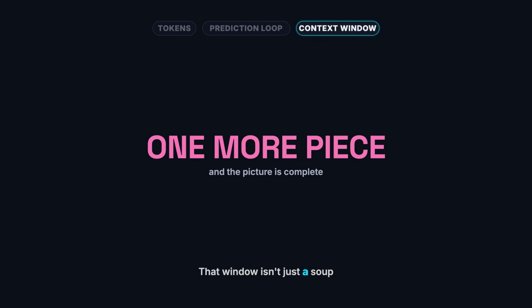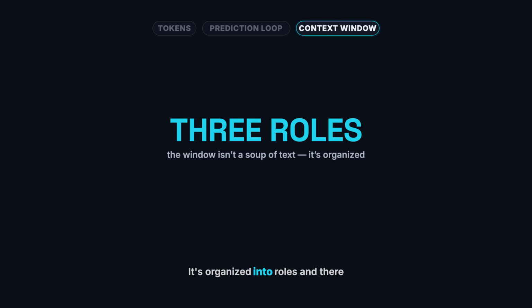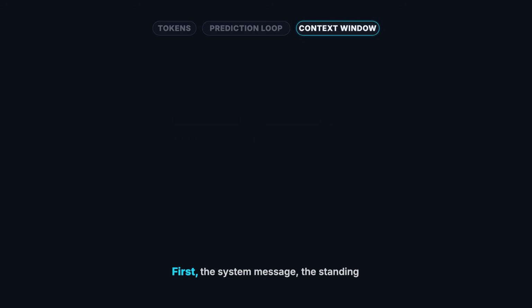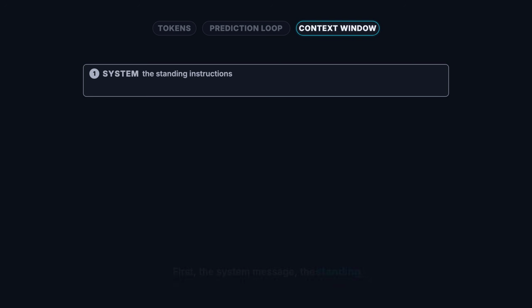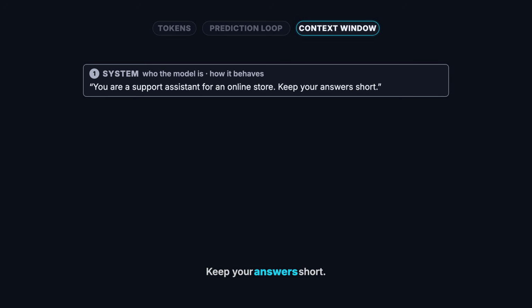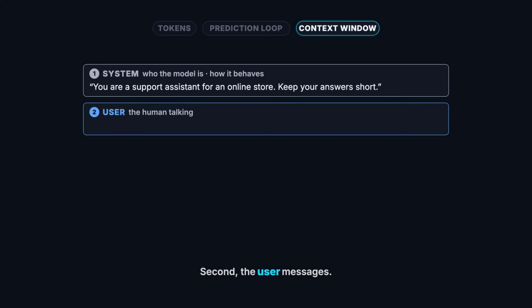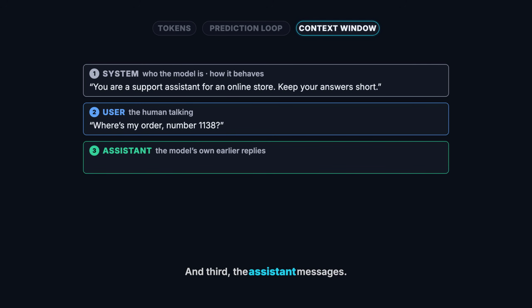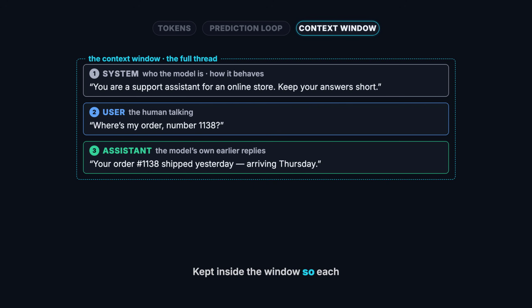That window isn't just a soup of text. It's organized into roles, and there are 3 of them. First, the system message, the standing instructions. It defines who the model is and how it should behave. Something like, you are a support assistant for an online store. Keep your answers short. Second, the user messages. That's the human talking. Where's my order? Number 1138. And third, the assistant messages, the model's own earlier replies, kept inside the window so each new turn still has the full thread.